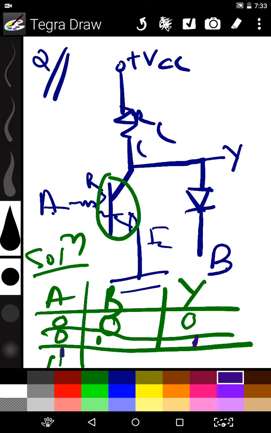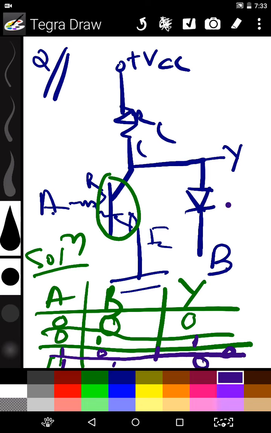In the case of A equal to 1, B equal to 0, the transistor will be in the on condition. That means the transistor is in the saturation region, which is grounded, so the output equals 0. Similarly, when A equals 1 and B equals 1, for A equal to 1 the transistor will be on, that means grounded, and the diode will be off. There will be no problem if the transistor is short circuited, in saturation, or acting as a closed switch, then it gives output 0.